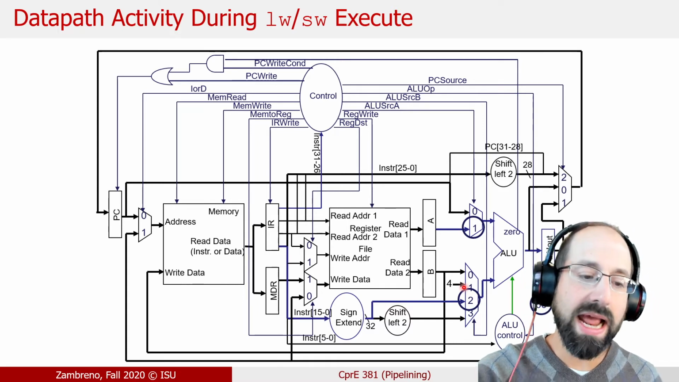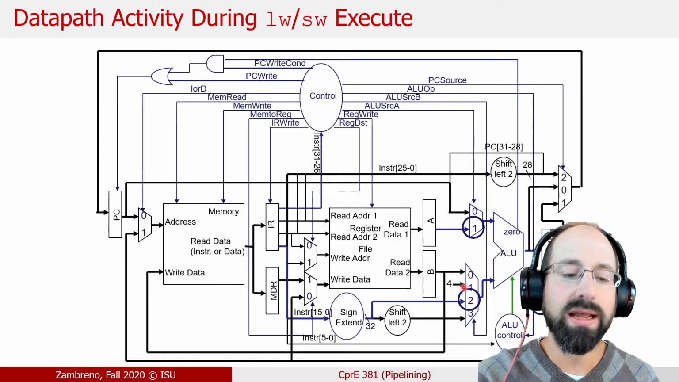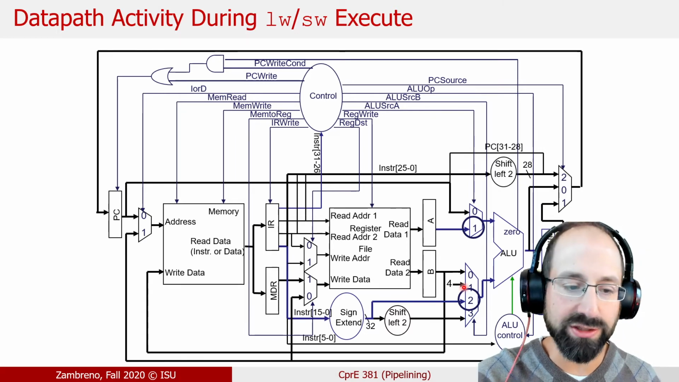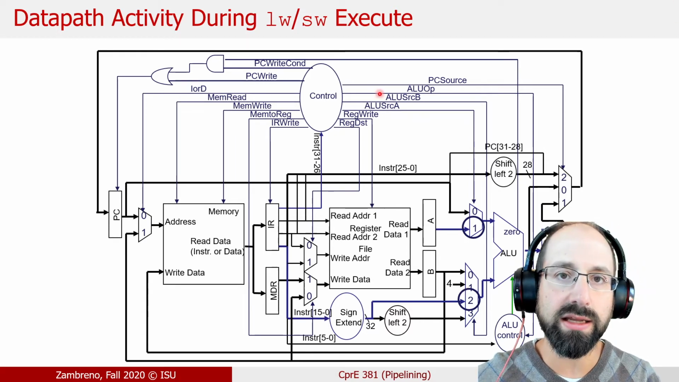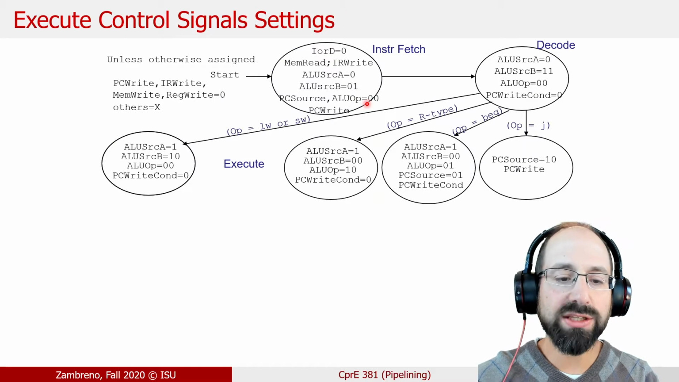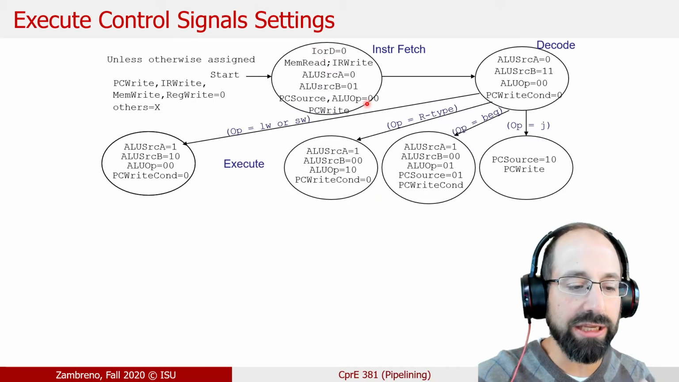It won't be until the next cycle for that load word or store word that we'll actually be doing the memory operation. That's the fourth stage of that instruction. And so our control then reflects that change as well.